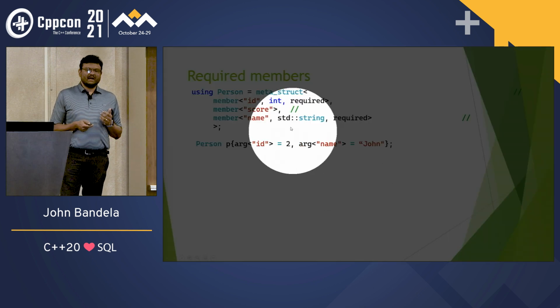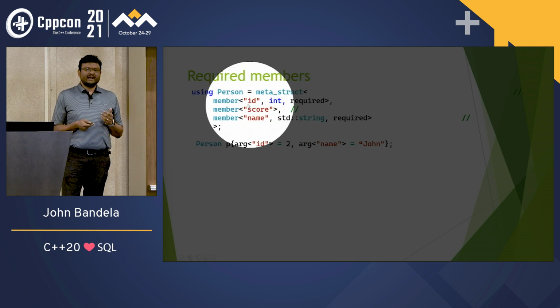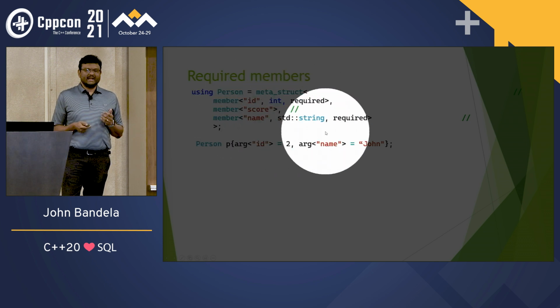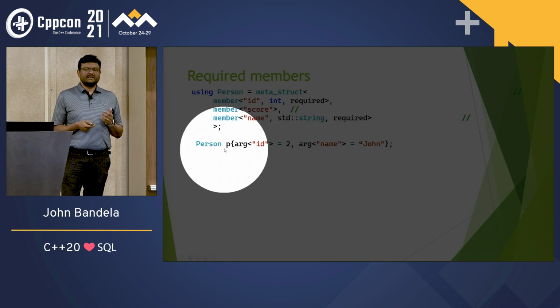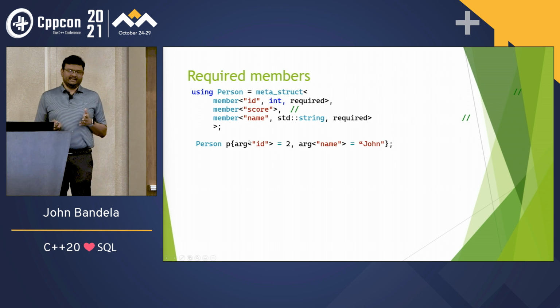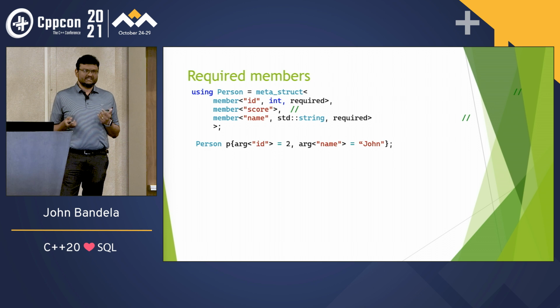And then we can make a member required, like you can't construct it without providing an ID or a name. Score doesn't have required, so it'll get a default value. So down here we pass in ID and name, but we don't pass in score. So score gets a value of 0, that's the default value, and for ID and name you'll get a compiler error if you forget to pass them in.